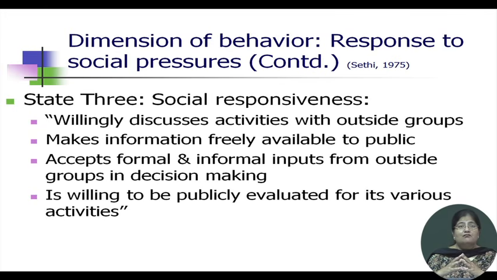Okay. State 3, social responsiveness. You willingly discuss activities with the outside groups. Social pressures, you discuss whatever is happening in your organization with the people who may or may not be connected with the organization. Outside groups come and ask you, you say, yes, we are a transparent organization, this is the way we do things. Make information freely available to public. Accept formal and informal inputs from outside groups in decision making. Why? Because you're trying to be socially responsible, you're trying to be accountable.